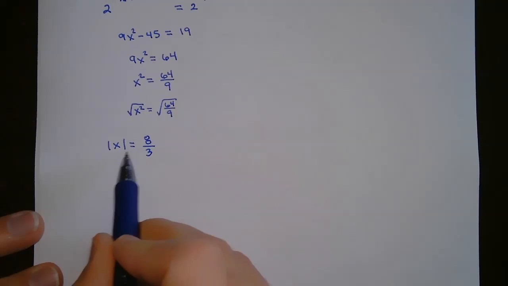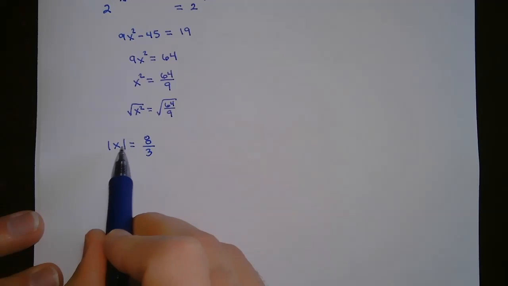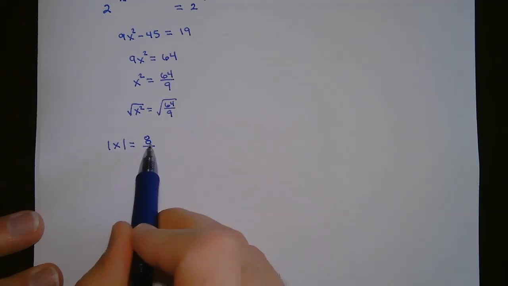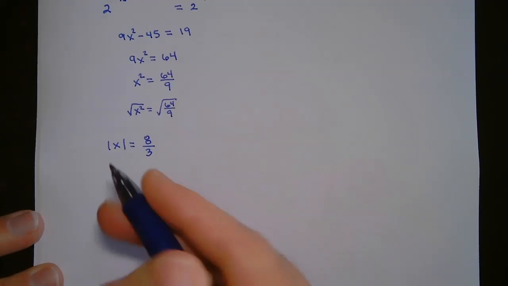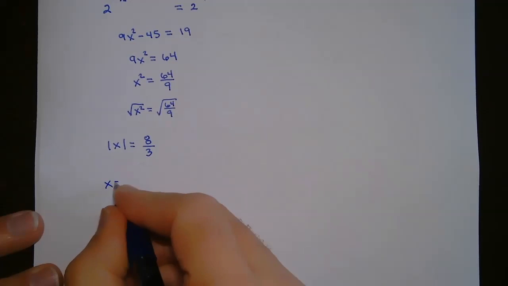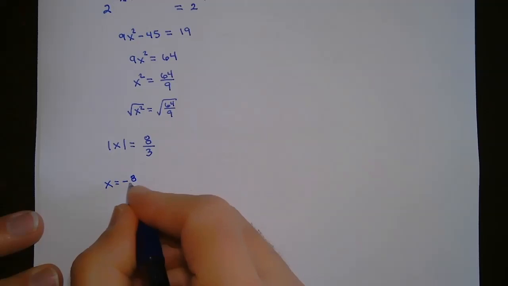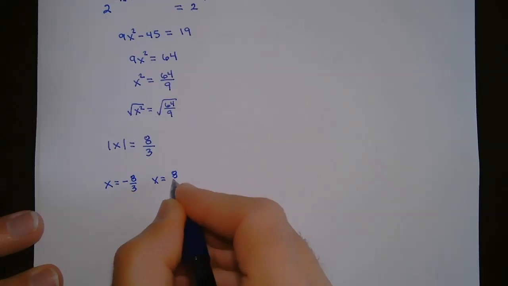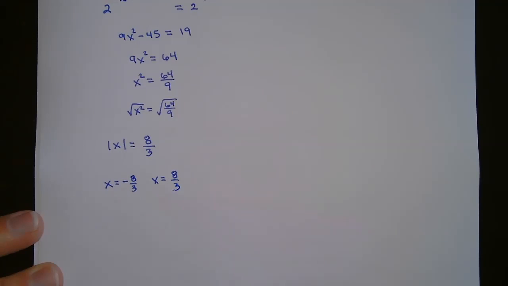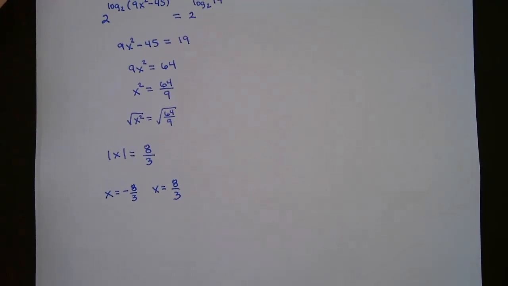Okay, so the only way for this x, if you take the absolute value, what could this be to give you positive 8/3? Well, this x could be either 8/3 or it could be negative 8/3, right? So x is equal to negative 8/3 or x is equal to positive 8/3. You could also write plus or minus 8/3 and you'd be perfectly valid writing it that way also, okay?